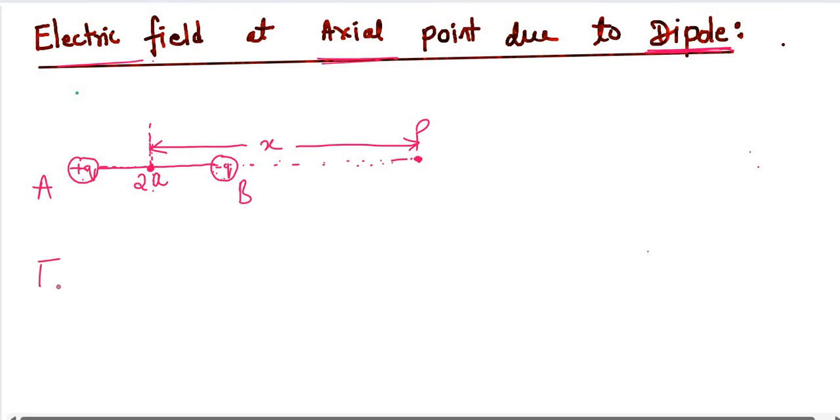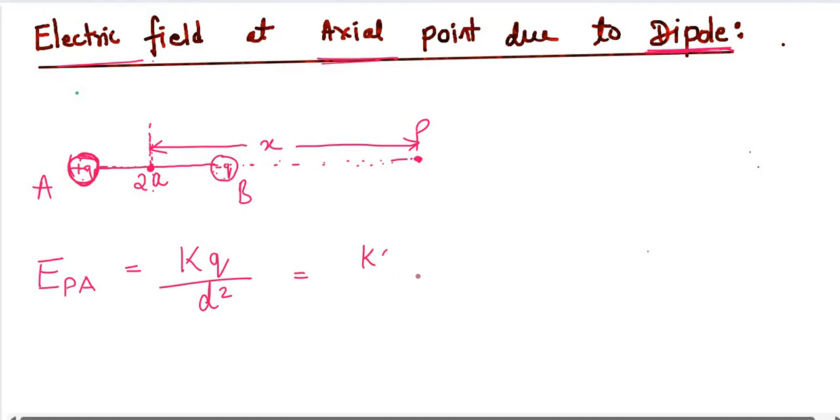So what will be the electric field at point P due to charge A? This is the first charge. The electric field due to a single charge, we should know the formula, is kq divided by the distance squared, right? This is the formula of electric field.